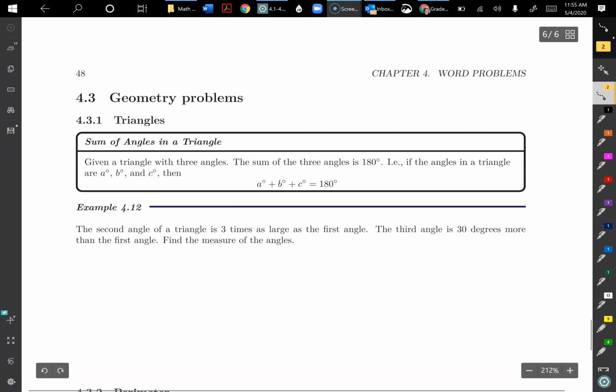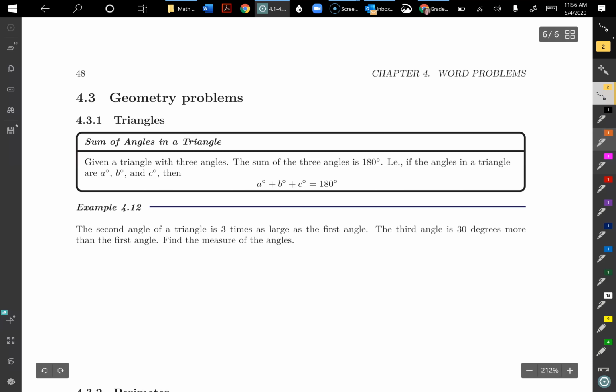Okay, this video is on geometry word problems, so we're going to look at page 48 in your workbook, section 4.3, starting with triangles, sums of angles in a triangle. So the angles all add up to 180 degrees, as you've probably learned in the past.